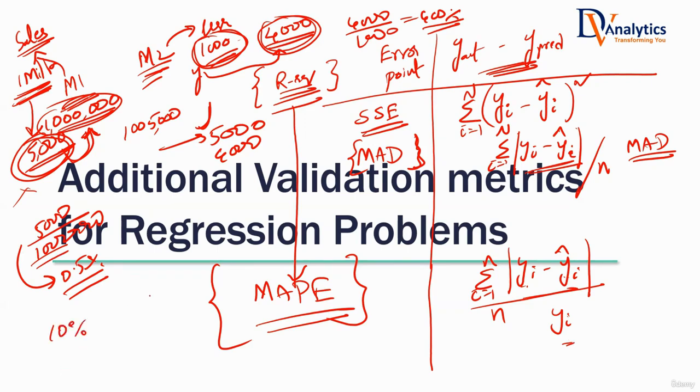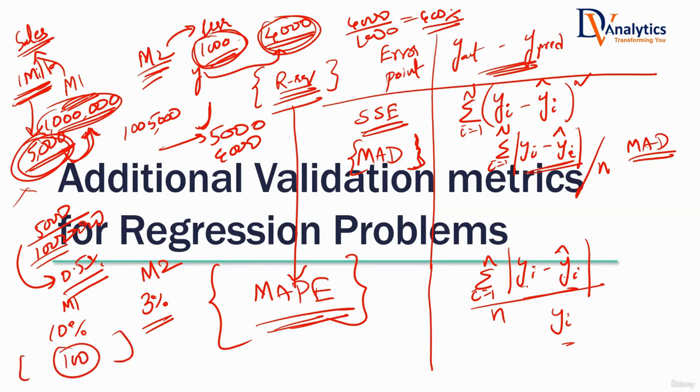Model M2 has a mean absolute percentage error of 3%. Which model is preferred? M1 has a mean absolute percentage error of 10%. M2 has a mean absolute percentage error, MAPE, of 3%. Which one would you prefer? M2.